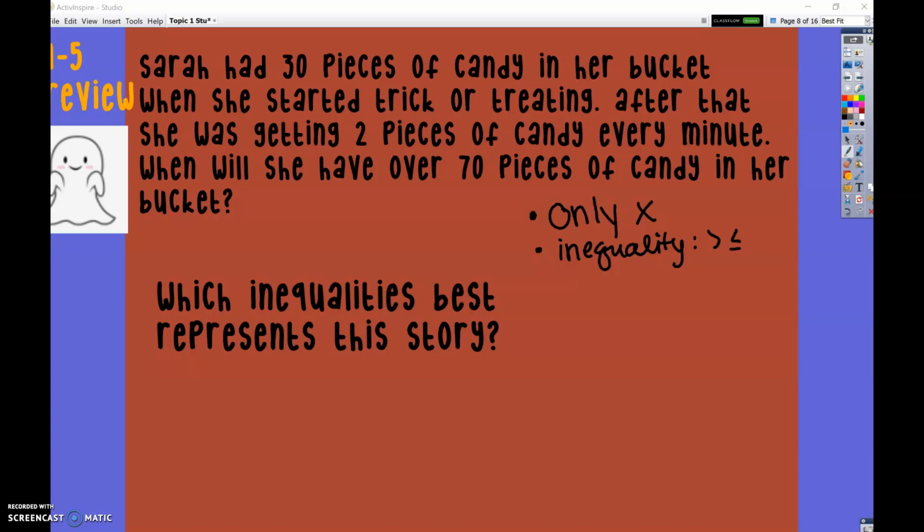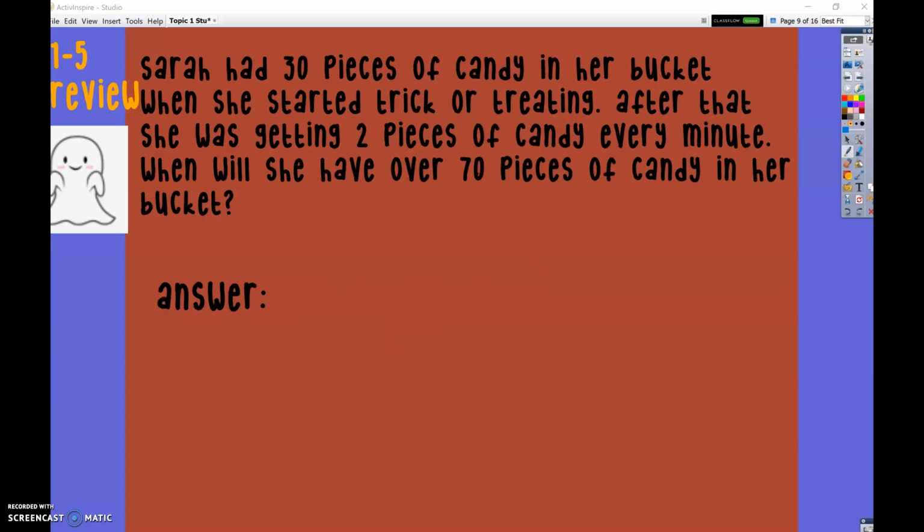Be very careful to note if it should have the equals to below your inequality symbol. Now that you've created the inequality, you might use that to help you solve the actual problem. Maybe you're making your own list and figuring out when she'll have over 70 pieces of candy. However you need to solve it, go ahead and find the answer to this story problem.